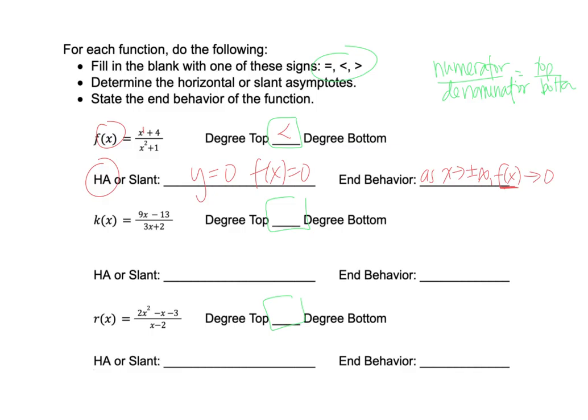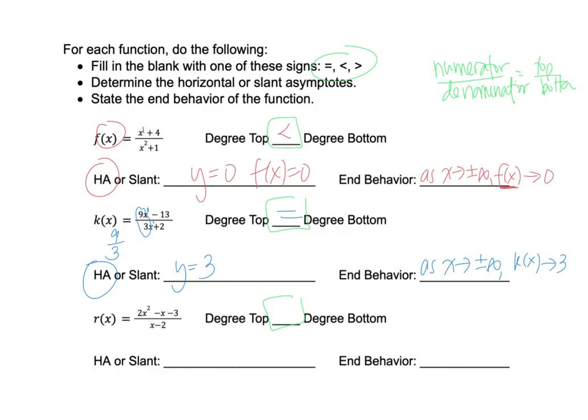In number 2, the degree in the numerator is 1, the degree in the denominator is 1, so that is equal. That means in order to find my horizontal asymptote, I take the coefficients. So I'm going to do 9 divided by 3. Well, 9 divided by 3 is 3. So it has a horizontal asymptote at y equals 3. And so once again, your end behavior is just as x approaches plus or minus infinity, then k of x is approaching 3.